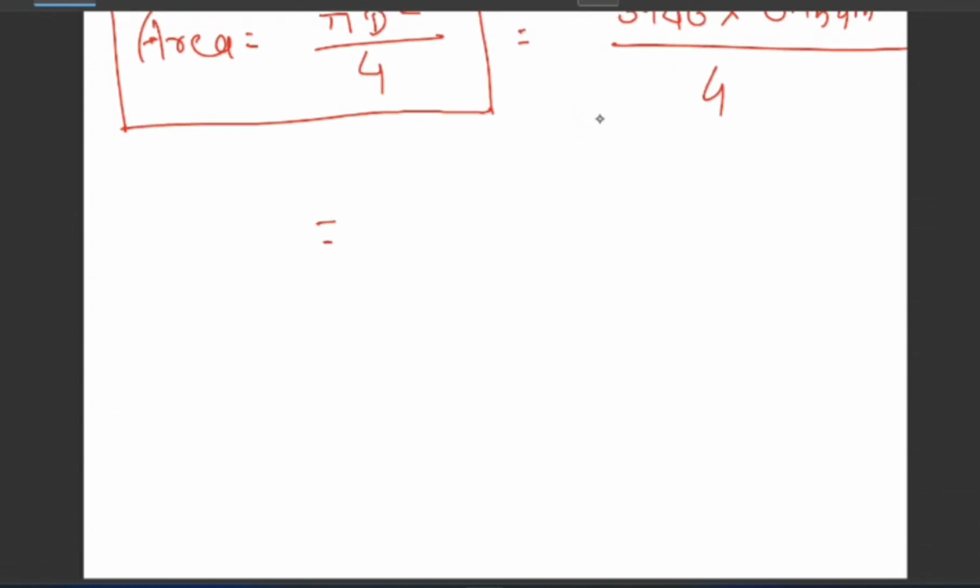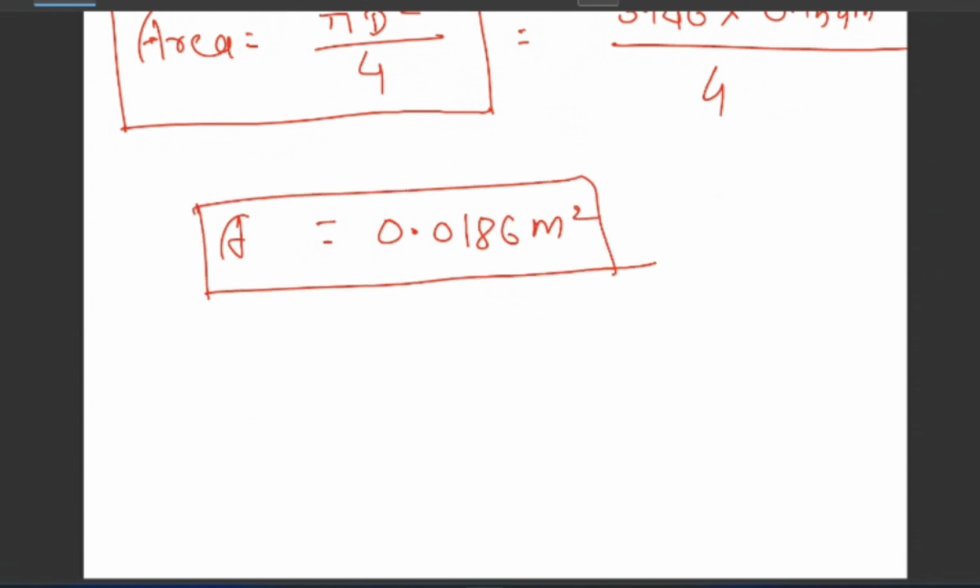So you guys try to calculate by yourself also. I have already calculated those values. So I got this area, and you need to cross check it. Sometimes maybe I can make mistakes. So the area we got is 0.0186 meter square.